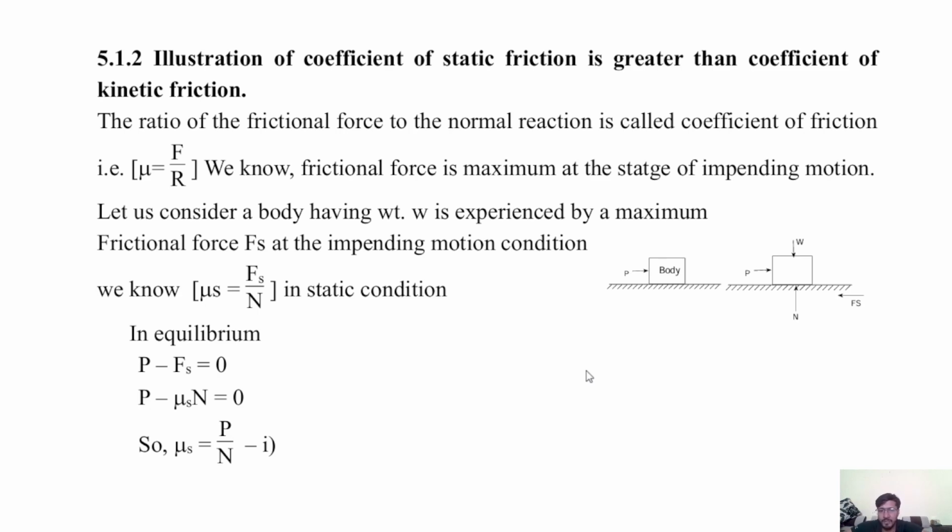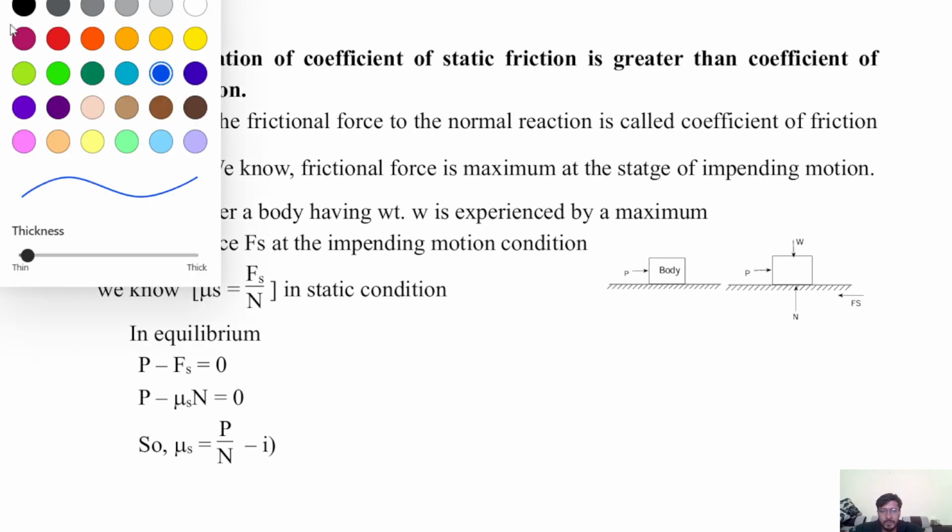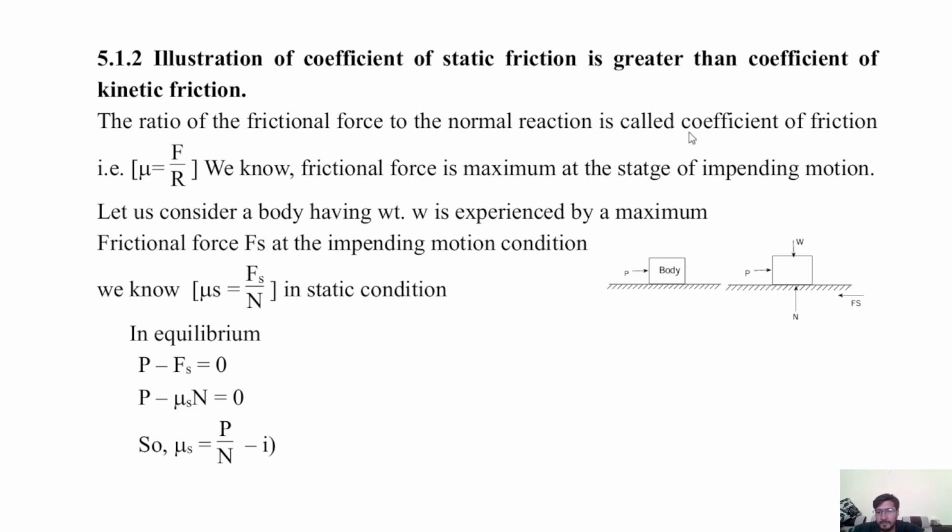We know frictional force is maximum at the stage of impending motion. At the stage of impending motion, let us consider a body having weight W experiencing a maximum frictional force Fs at the impending motion condition. We know mu s is equal to Fs by N in static condition. That means coefficient of static friction is the ratio of frictional force to the normal reaction.